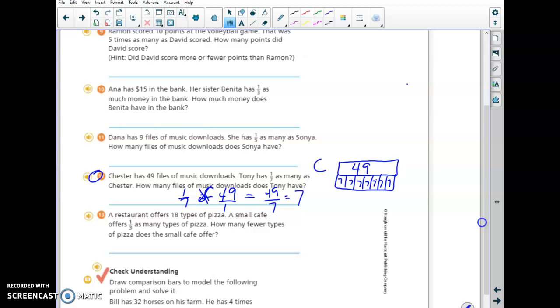So the tip is, if you get stuck, you can make a comparison, or just say to yourself, which one is bigger? Which person has more? And then take it from there. Decide if you've got to go bigger or go smaller. If you're going to go bigger, you're going to multiply or add. If it's going to be smaller, you're going to subtract or divide.